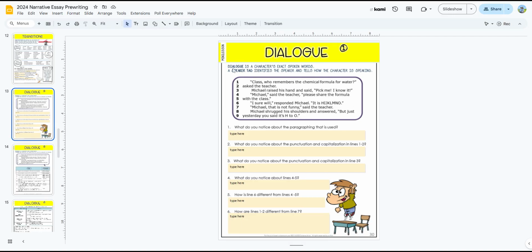At the top, it says dialogue is a character's exact spoken words. And then we have a speaker tag. We have not talked about this yet. It says a speaker tag identifies the speaker and tells how they're speaking.